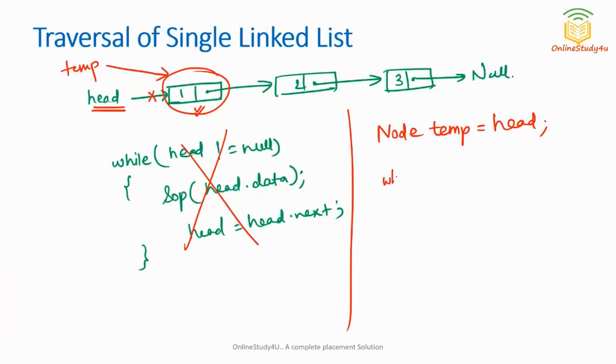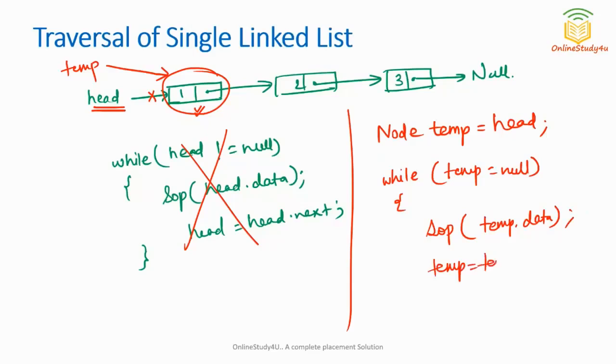How we can iterate? We can say that while this temp is not pointing to null, we will just print what is present in the data of that node, that is temp.data, and along with that we are going to update temp with temp.next. Are you getting this? Is this code clear? How we can iterate the linked list?